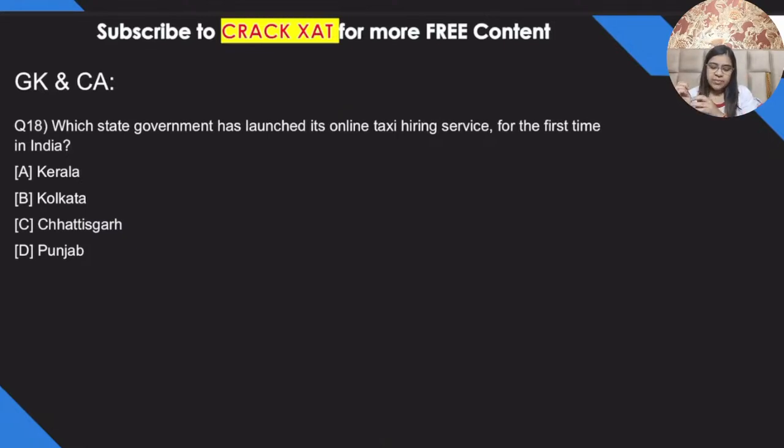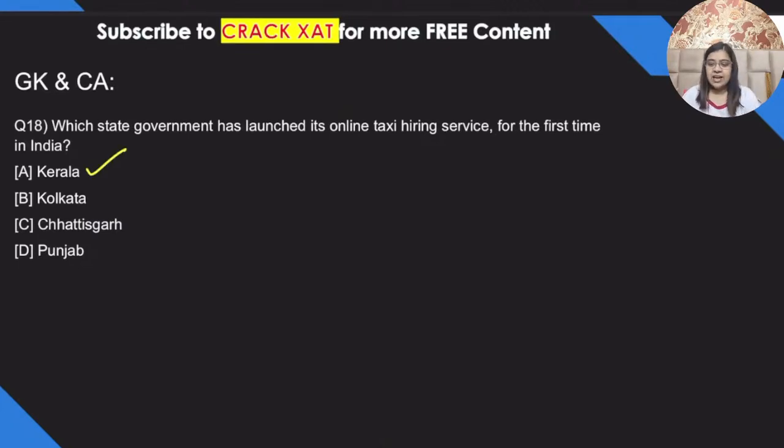Which state government has launched its online taxi hiring service? Kolkata has enough of taxis. Chhattisgarh also has enough of taxis. And of course, Punjab too. So, I gave up the answer finally. The answer of this question is Kerala, guys.